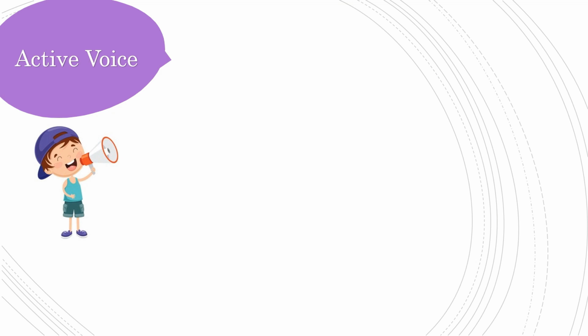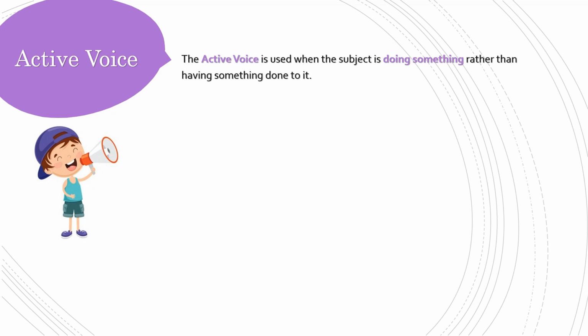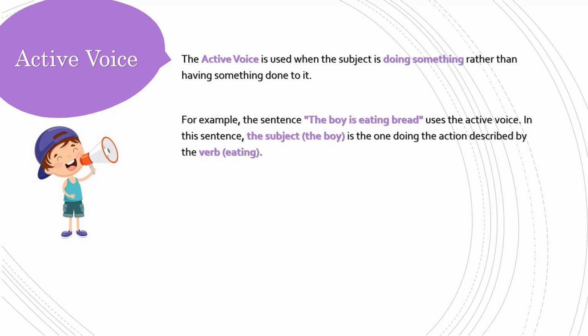Active voice. The active voice is used when the subject is doing something, rather than having something done to it. For example, the sentence, the boy is eating bread, uses the active voice. In this sentence, the subject, the boy, is the one doing the action described by the verb, eating.